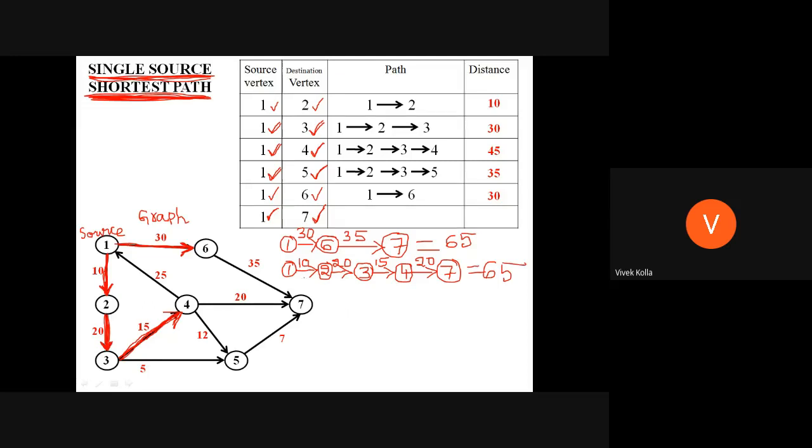One to two, it is 10. 2 to 3, 20. 3 to 4, it is 15. 4 to 7, it is 20. It is 65. Okay, next.